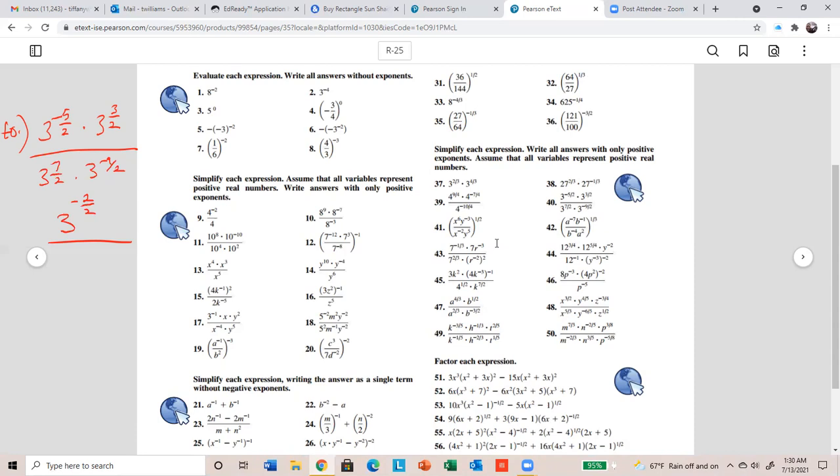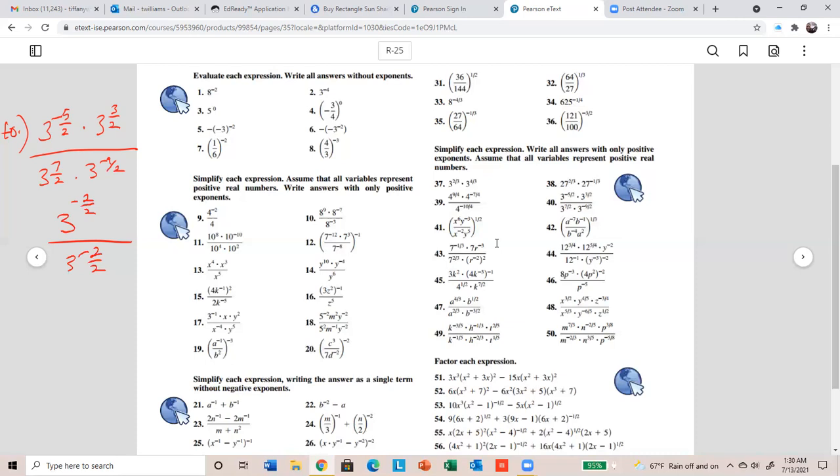Same thing, I've got the same base. I'm multiplying, so I can add the exponents. So I'm going to have 3 to the negative 2 halves. Guys, I can already tell you that this answer is going to be 1 just because I've got the same thing on top and bottom. Let's say you don't catch it, though. That's fine. There's nothing wrong with that.